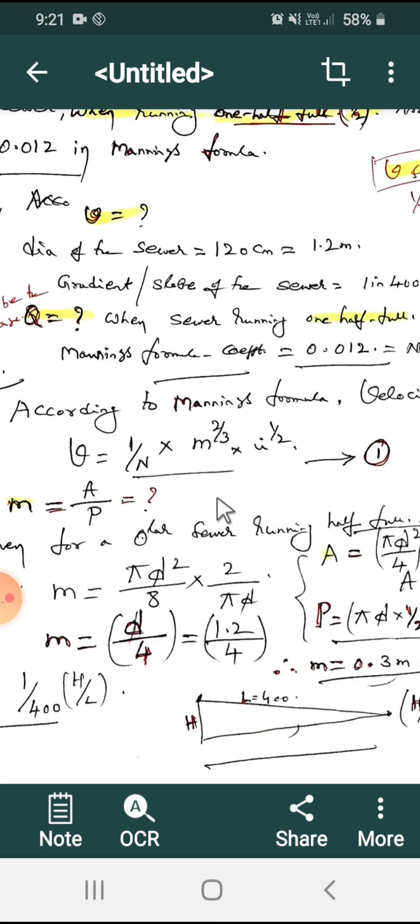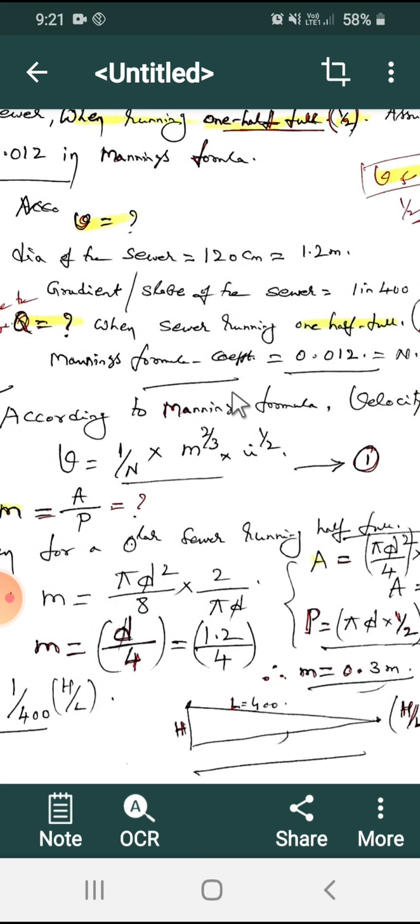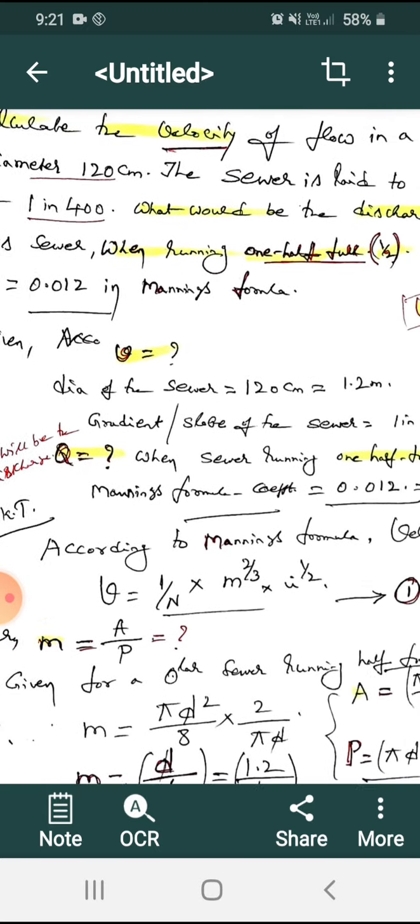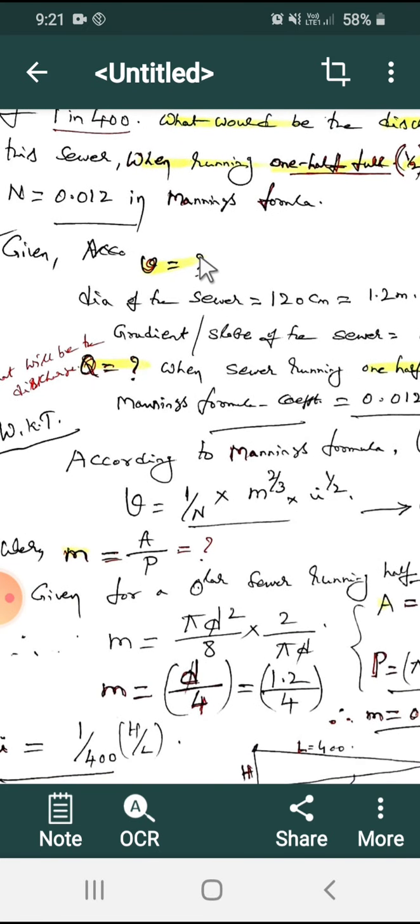First of all, what is asked in this problem is V equal to how much, then Q equal to how much. Both you have to determine. Observe here, V and Q you have to determine. Now, for V, using Manning's formula, which in the problem has been given. So that M is equal to D by 4.